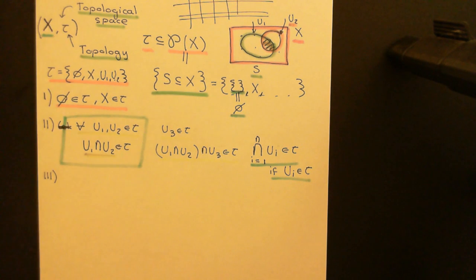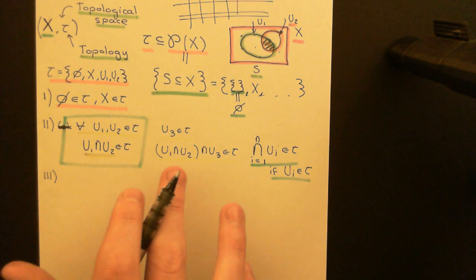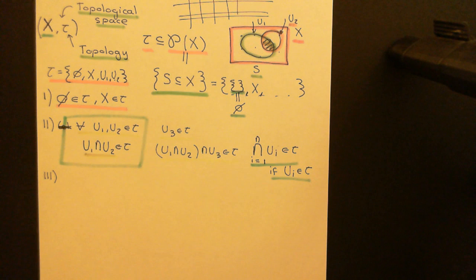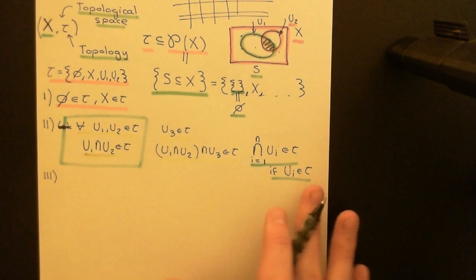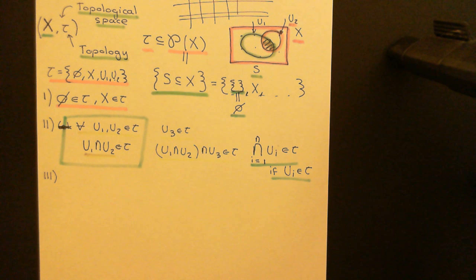Axiom number 3 is probably the most complicated to understand. This now refers to unions of subsets in the topology. Okay, now here we got up to this statement eventually, that if you have a finite number of subsets in the topology and you intersect them all, the answer has to also be in the topology. With unions, it's going to be even more complicated. Not only are we going to extend this to infinite sets, but we're actually going to extend it to uncountably infinite sets.